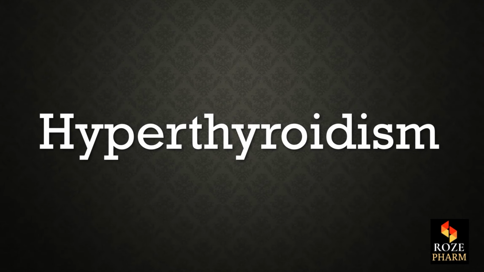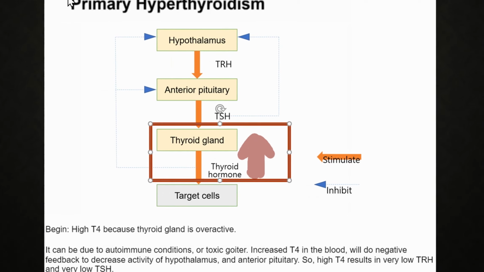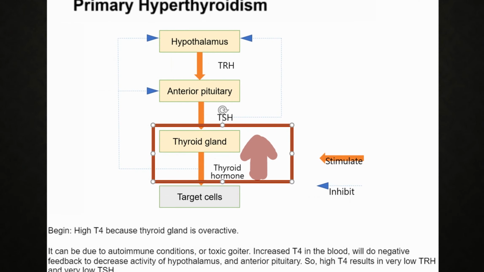Hyperthyroidism. Let's talk about primary hyperthyroidism. The cause is high T4 because the thyroid gland is so overactive. It can be due to autoimmune conditions or toxic goiter. The increased T4 in the blood will do negative feedback to decrease the activity of the hypothalamus and the anterior pituitary. So high T4 results in very low TRH and very low TSH.